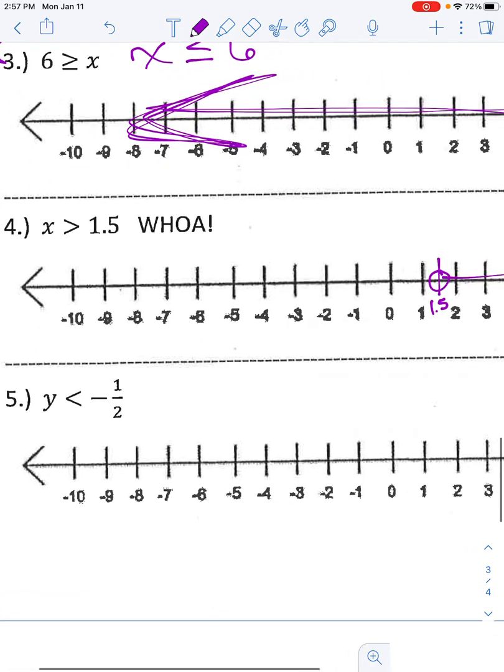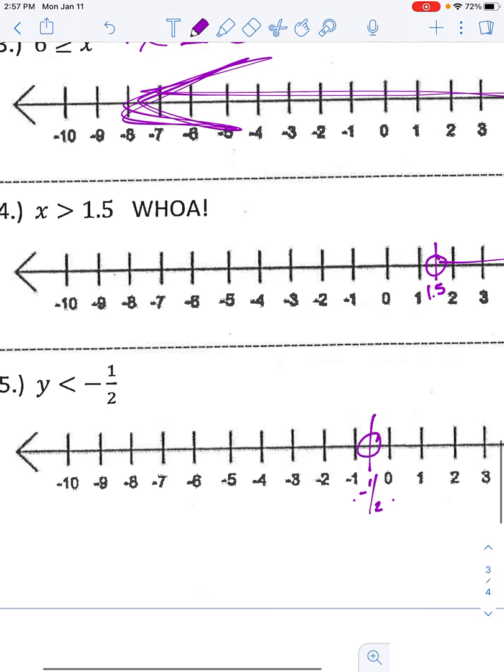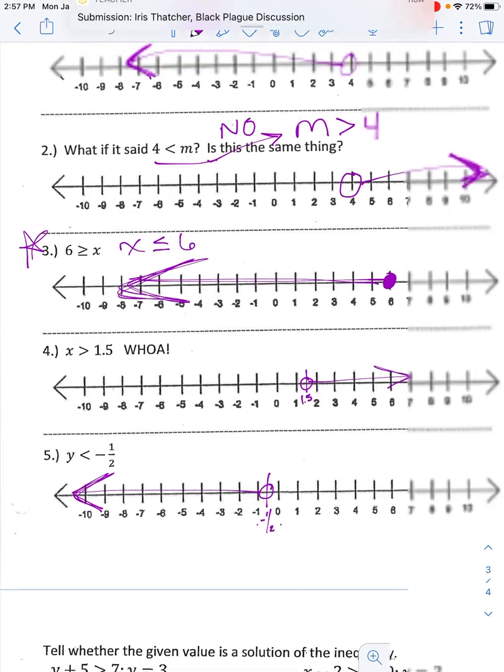Okay, same with the next. Y is less than negative 1/2. A negative 1/2 would be between 0 and negative 1. And again, you need to label it negative 1/2. It's an open circle because we're not including negative 1/2 and it's all numbers less, so it's pointing to the left.